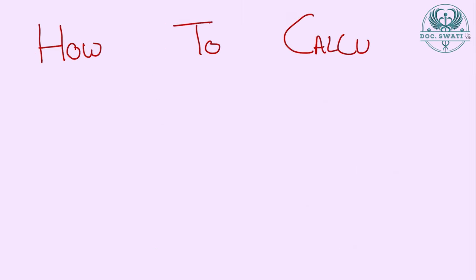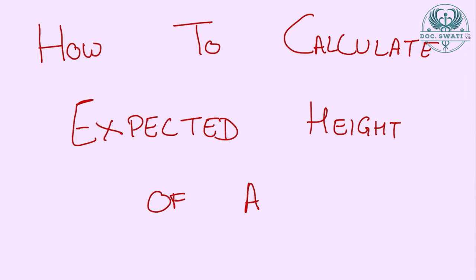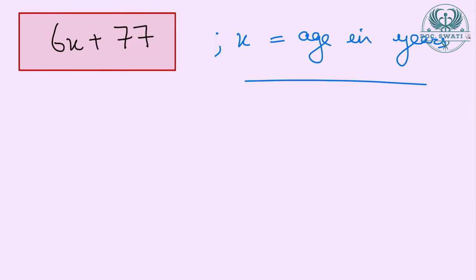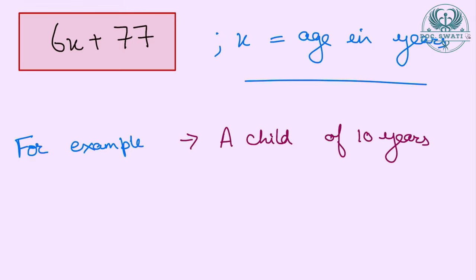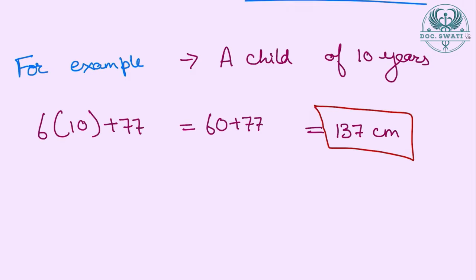So now we are at the most anticipated section of this video. Let's learn how to calculate the expected height of a child. This is calculated with the help of a formula, which is 6x + 77, where x is the age in years. So let's take an example of a 10 year old child and calculate the expected height. 6 into 10 plus 77 is equal to 137 centimeters, which means that a child of 10 years of age should have a height of around 137 centimeters.